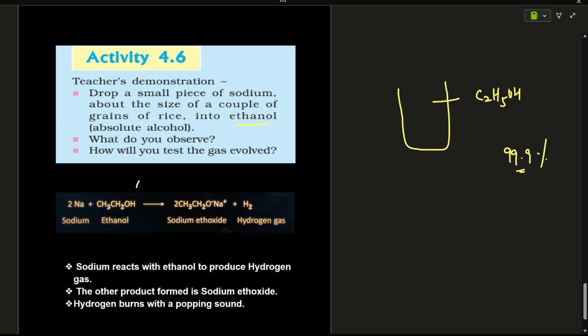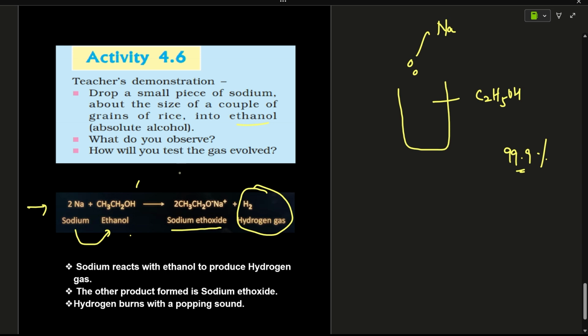ओके, अब इसमें क्या ऐड करना है? You have to add grains, जैसे राइस के ग्रेन्स होते हैं ना, वो आपको ऐड करने हैं किसके? सोडियम मेटल. तो जब आप ऐड करोगे, what do you observe? क्या ऑब्जर्व करोगे आप? See, here is the equation. This is what you will observe, that when sodium metal reacts with alcohol, that is ethanol, we will get two products. One is the sodium ethoxide and hydrogen gas is released.